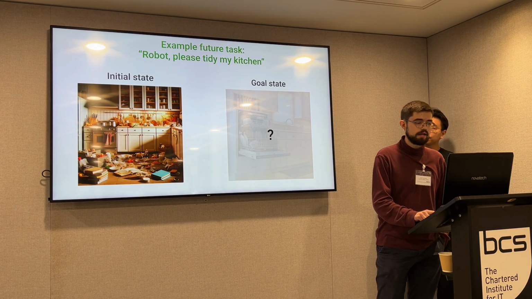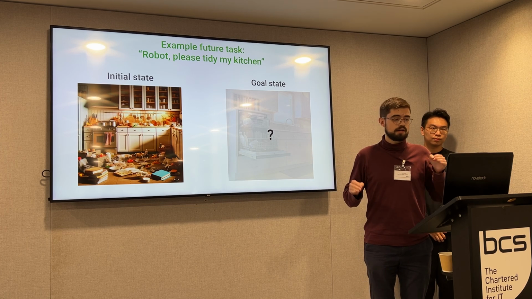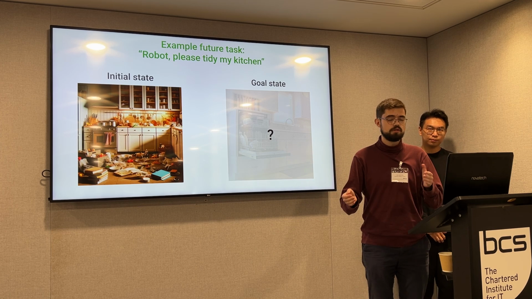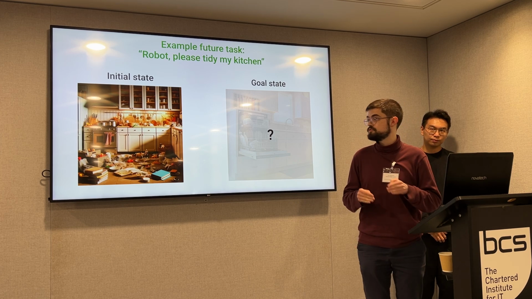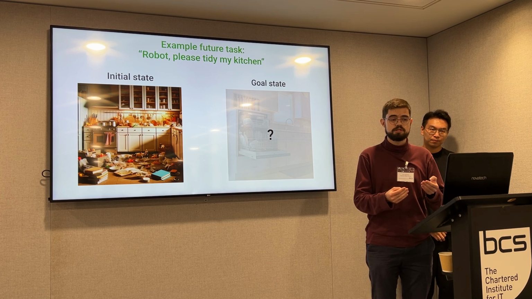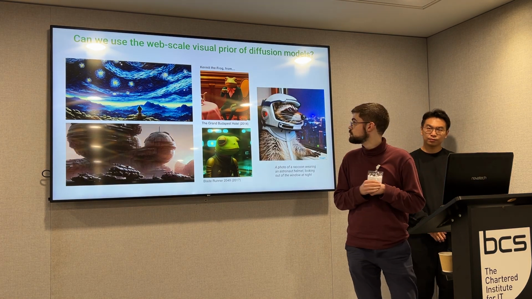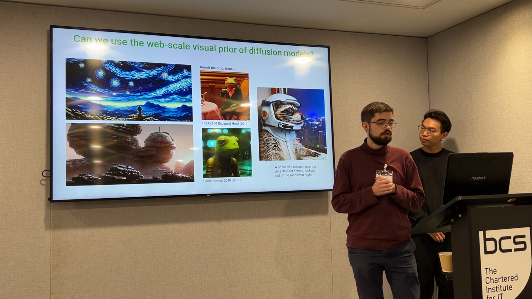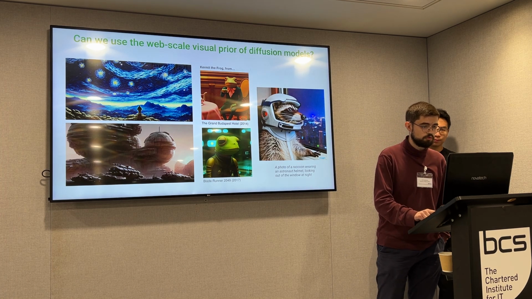Okay, so the actual problem we want to address with this method is this. Imagine you ask a future robot, please tidy my kitchen. Well, before the robot grasps anything, it should probably figure out what the goal state is. So for each object, where should I put it? And to address this problem, we're going to use the web-scale visual prior of diffusion models like DALL-E. So you give it a text prompt and it generates an image. I'm sure you've all seen some of these before.